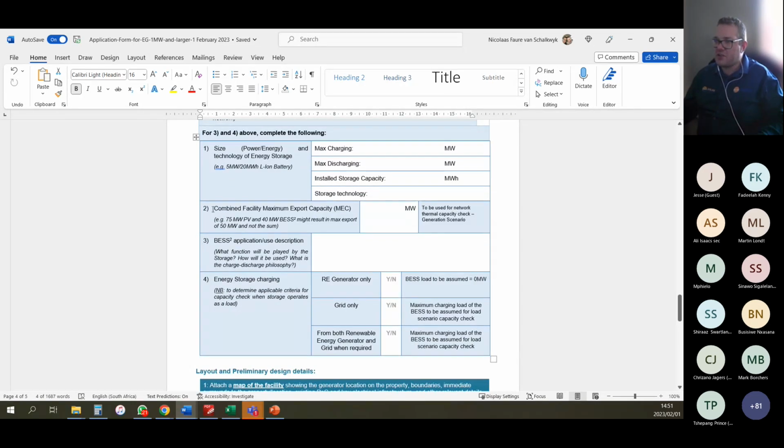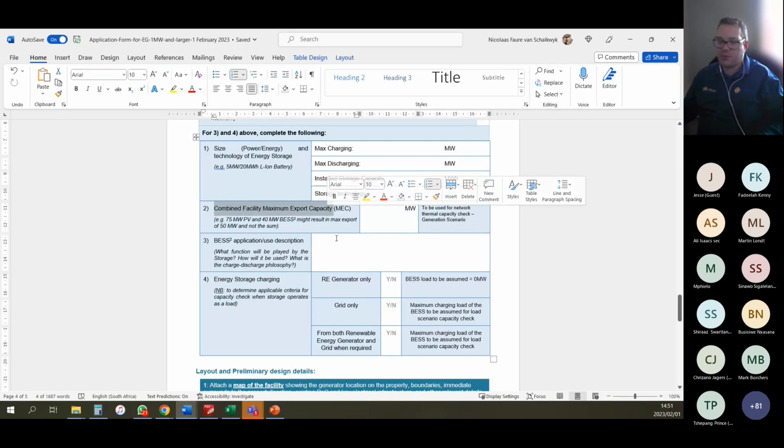And then it's asking here, what's the combined facility maximum export capacity? So in general, seldom will systems be set up to export both solar power and battery. The intention when they installed it was to use it locally. But there's always that possibility that you can have that scenario and set it up for that. So again, you need to indicate that value.